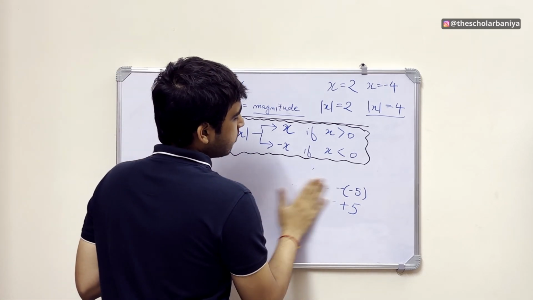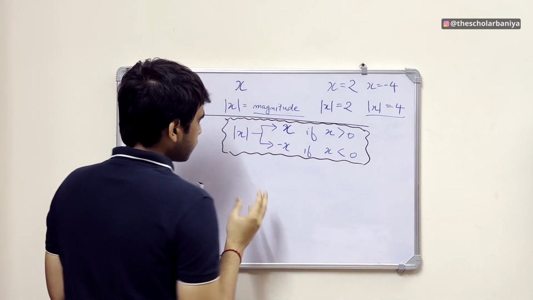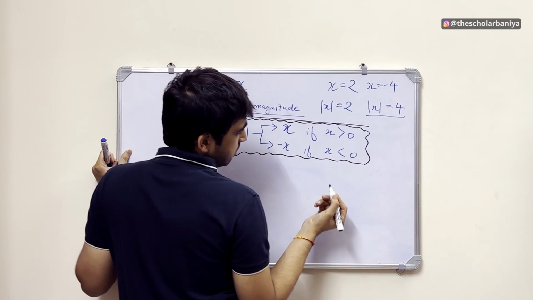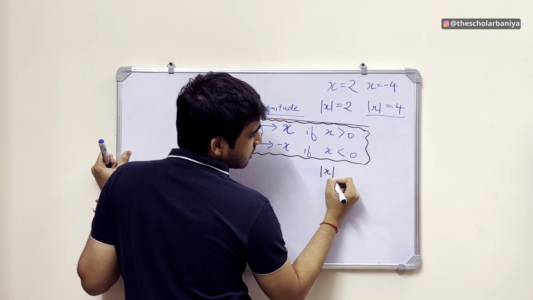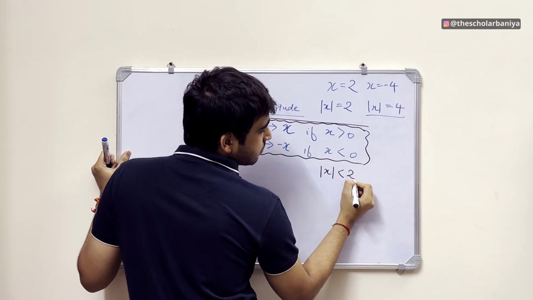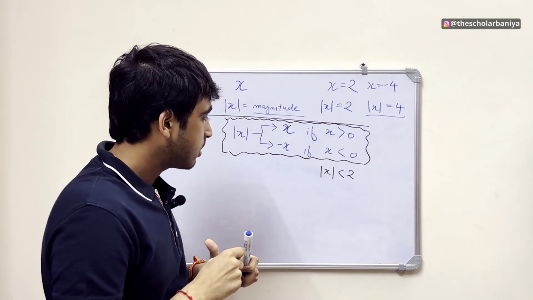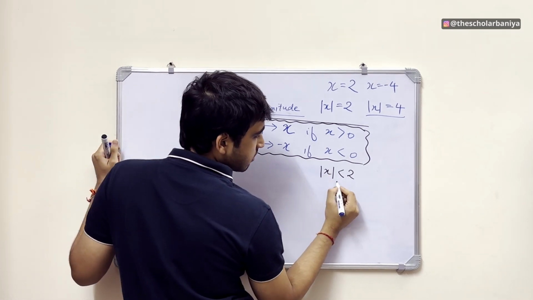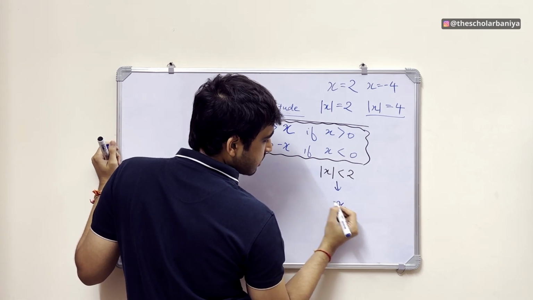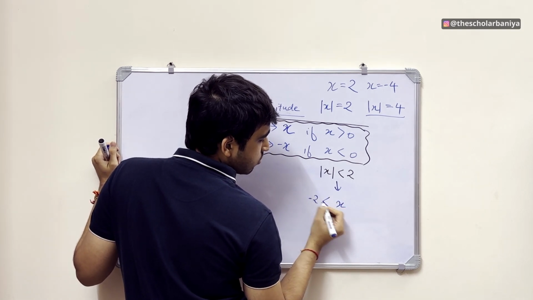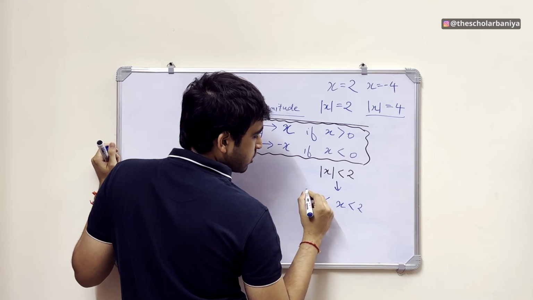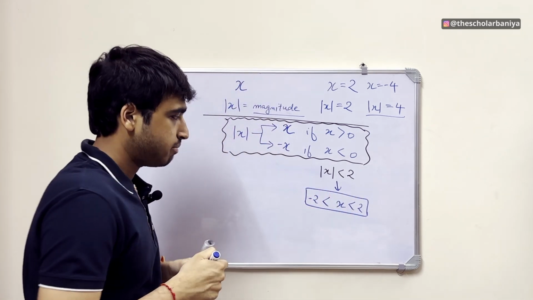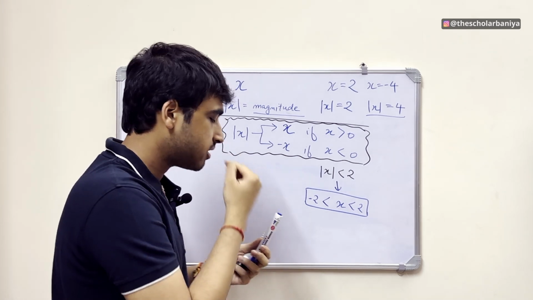Secondly, there is one more thing which you should know. For example, if there is an equation given that mod x is less than 2, right? This basically means, or we can write it as, x is greater than -2 and less than 2. So this is also something which you should know, right? Because this will also help in a lot of questions.